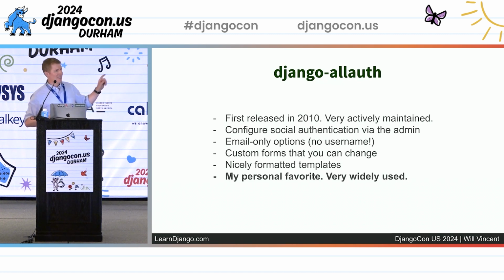So this helps mitigate a lot of this. This is a fantastic third-party package called Django All-Auth. There are other third-party packages. This is one I happen to like that solves a lot of these problems. It has social authentication. It gives you an email-only option, custom forms, toggles, nicely formatted templates.